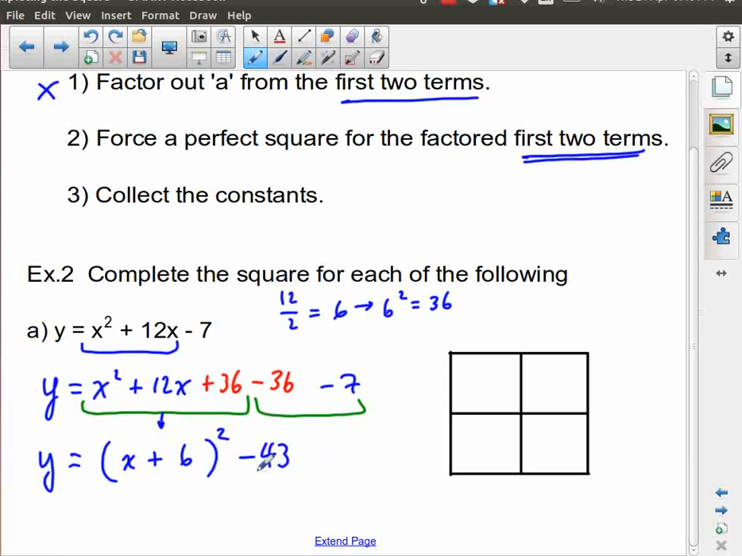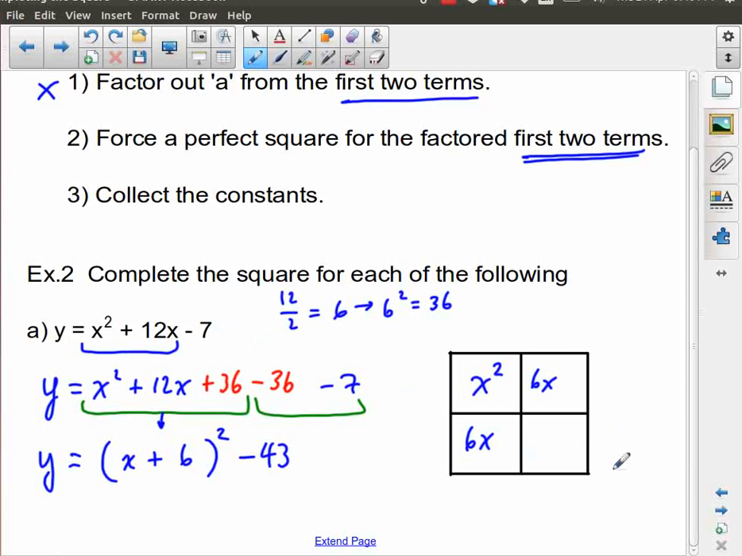And there we go, vertex form. We've done that by completing the square. What would that look like over here? We would start with our first two terms, x squared, and then we would take this 12x and we'd break it up into a 6x and a 6x.